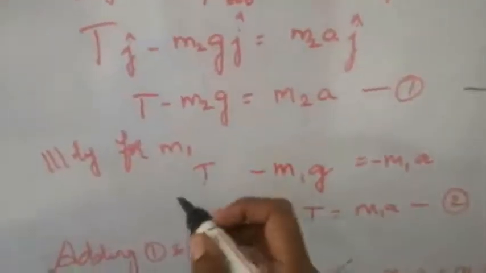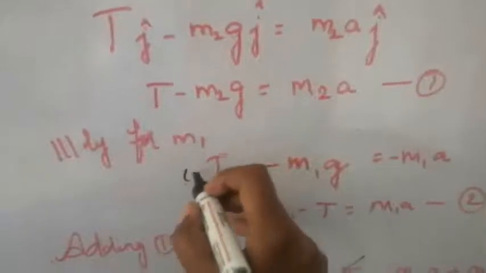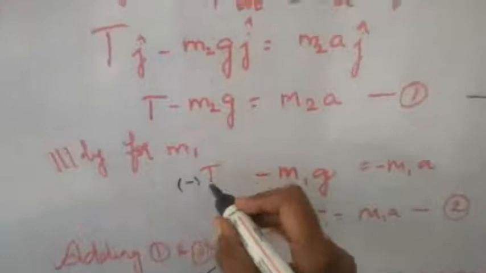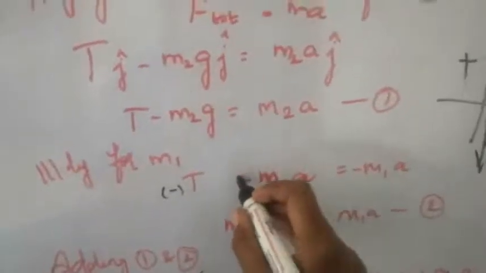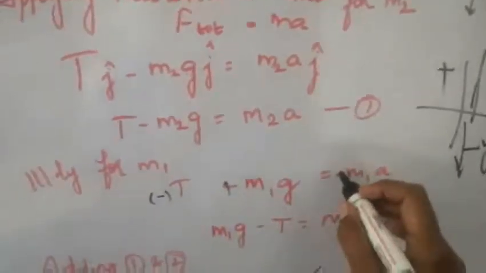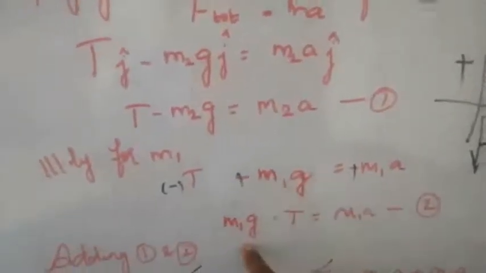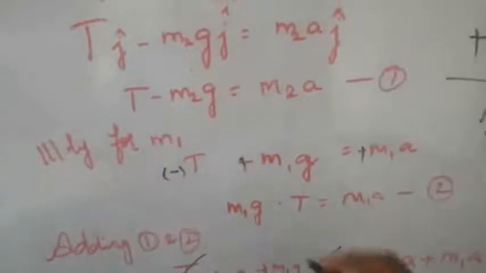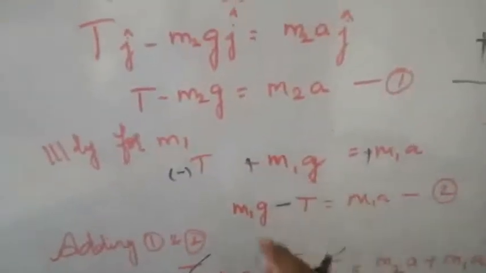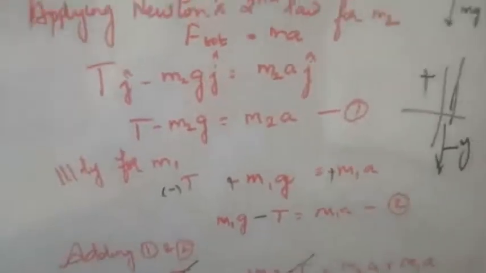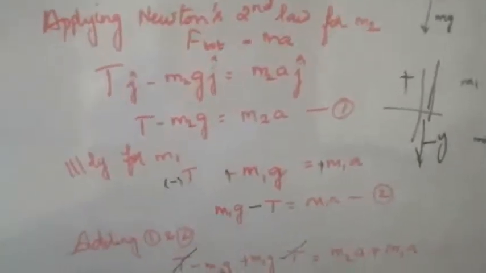So to remove the negative sign, multiply the whole equation by minus. So minus into minus becomes plus, and again minus into minus becomes plus. Then it is m1g minus T equal to m1a. So this is your second equation. Now I have got two equations.